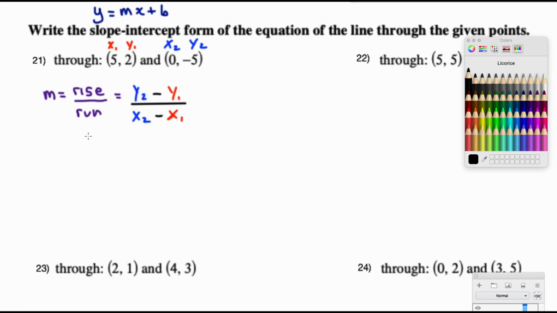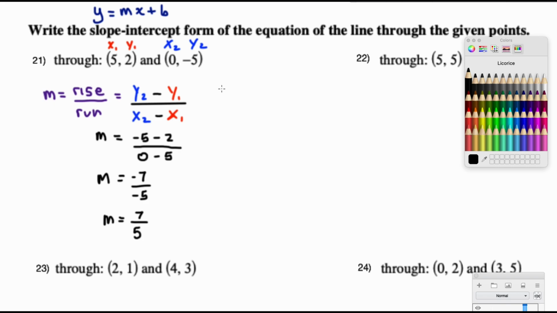So let's put everything in. I'm going to write m equals negative 5 minus 2 over 0 minus 5. Okay, negative 5 minus 2 is negative 7 over a negative 5. So a negative over a negative is a positive. 7/5. Okay.